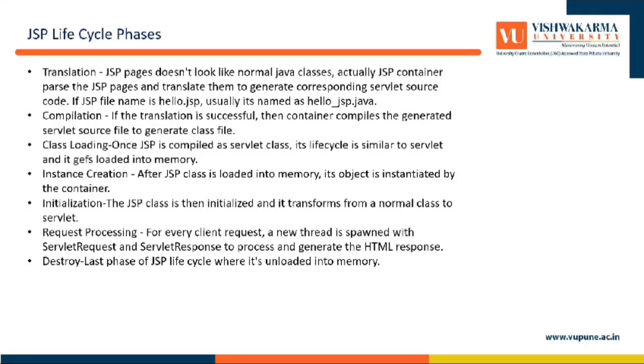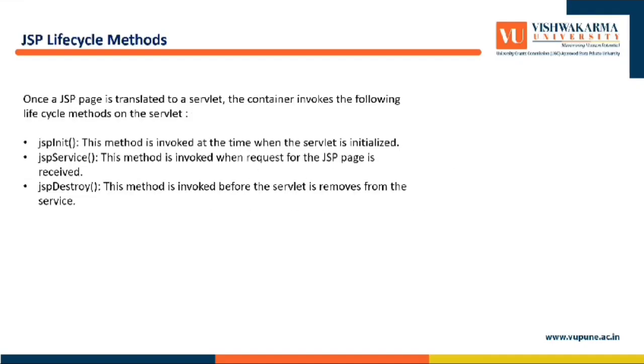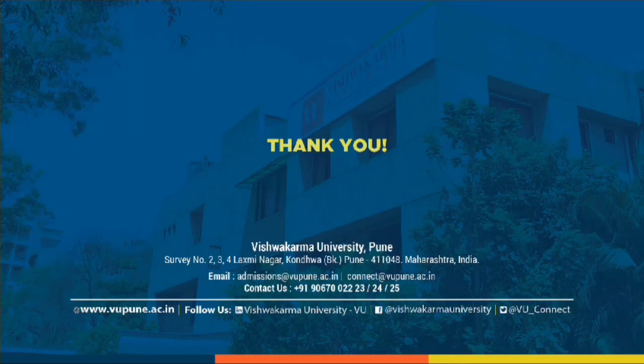After successful compilation, the class is loaded into memory and an instance is created by the container. This class is then initialized, effectively transforming it into a servlet. For every client request, the JSP service method is called, generating HTML responses. At the end of its lifecycle, the container calls the JSP destroy method before unloading the JSP servlet, ensuring proper resource management. These key methods, jspInit, jspService, and jspDestroy, define how JSP handles client requests and manages its resources throughout its lifecycle.